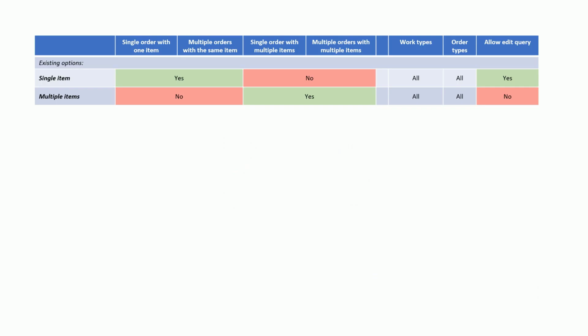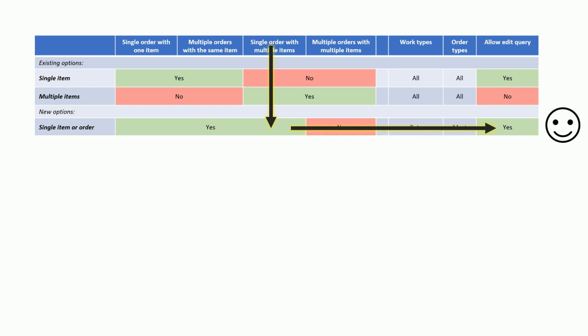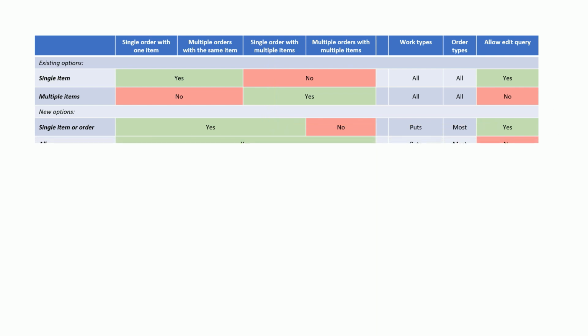So let's talk through them. Today you have single item or multiple items, but if you have a single order with multiple items and you would like to edit the query, it's not supported currently. This forces you to create work templates, a lot of them often. But with the new single item or order scope type, which is covering this scenario as well, you can edit the query, meaning you can set up location directives much simpler. You need fewer work templates as well.